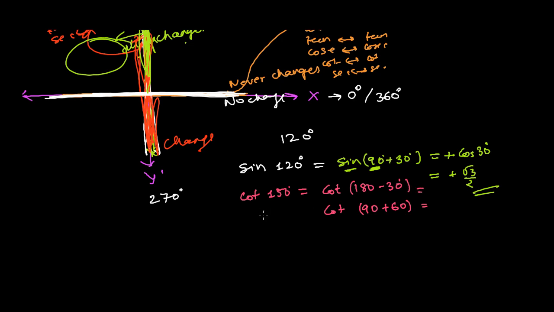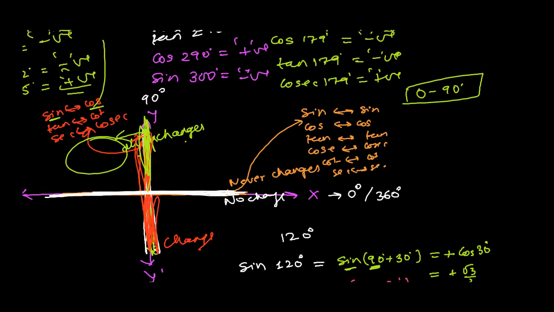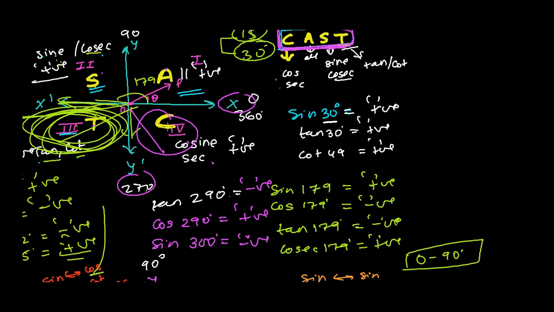Now first we need to confirm whether cot 150's value is positive or negative. For that we know the sign rule: in the first quadrant all are positive; sine and cosec are positive in the second; tangent and cotangent are positive in the third; cosine and sec are positive in the fourth. So 150 is bigger than 90 and less than 180, so we are in the second quadrant, where cot always has a negative value.